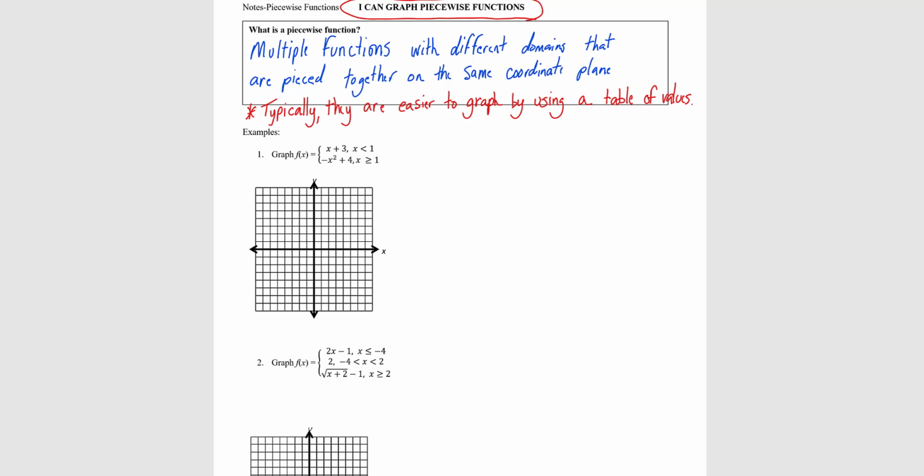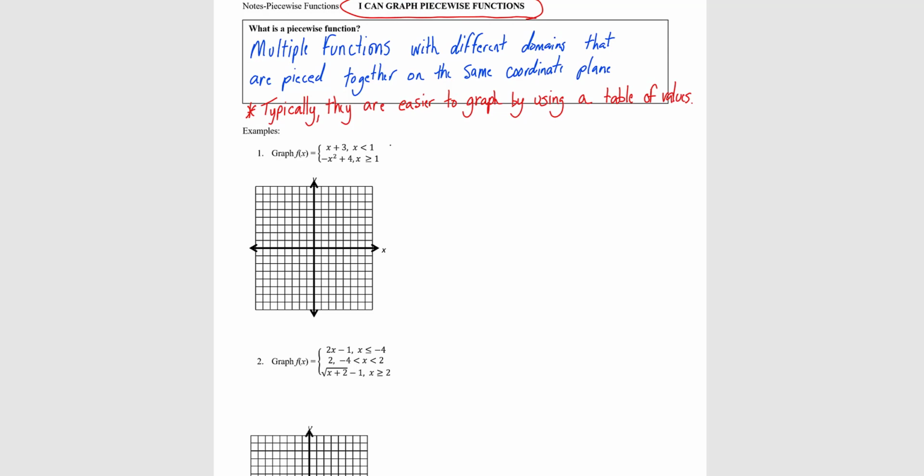Okay, so let's look at example 1. And we see we have two different pieces of this function. The first function is x plus 3, and this piece right here represents the domain for x plus 3. And then the second function is negative x squared plus 4, and it has a domain of x is greater than or equal to 1. And again, that's the domain that exists for this piece.